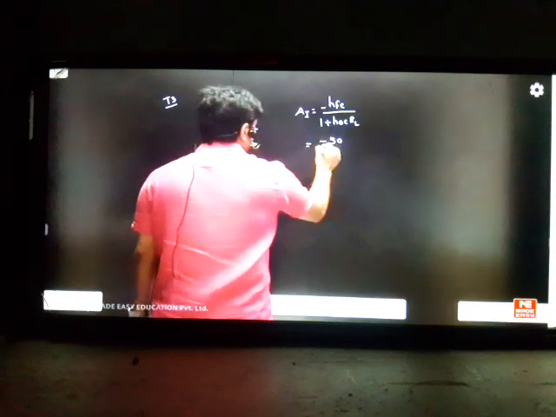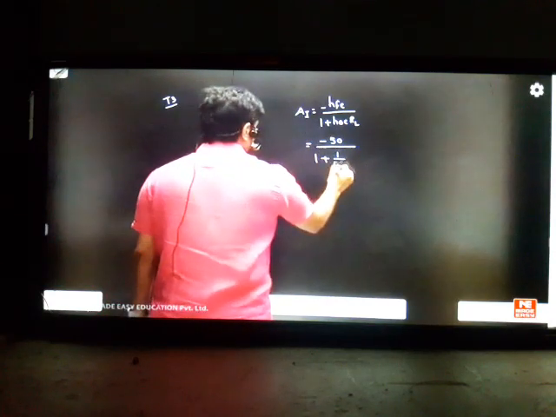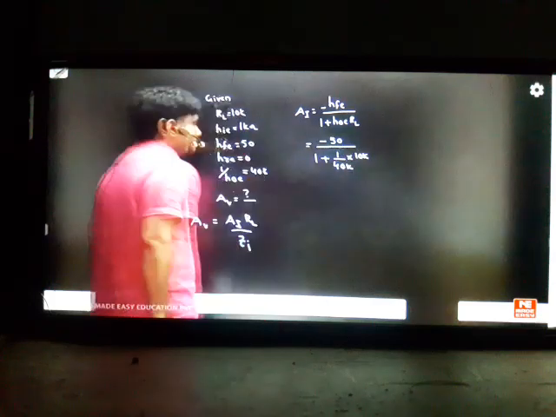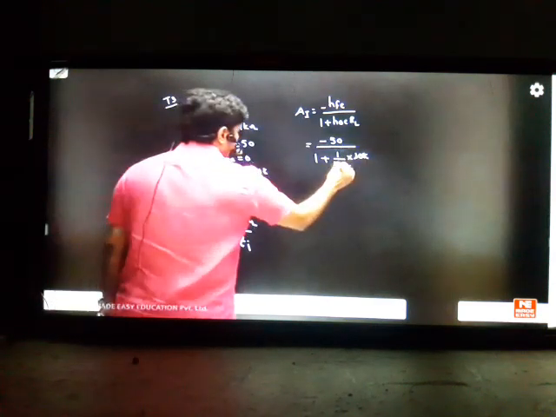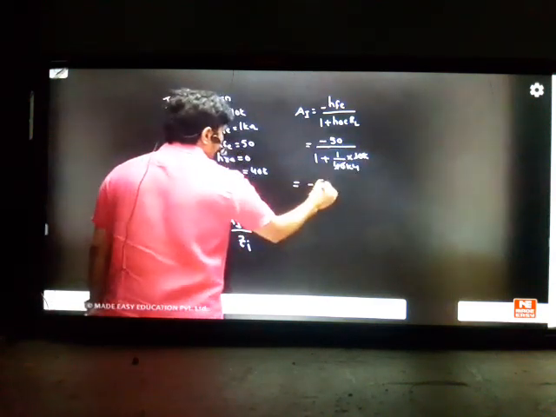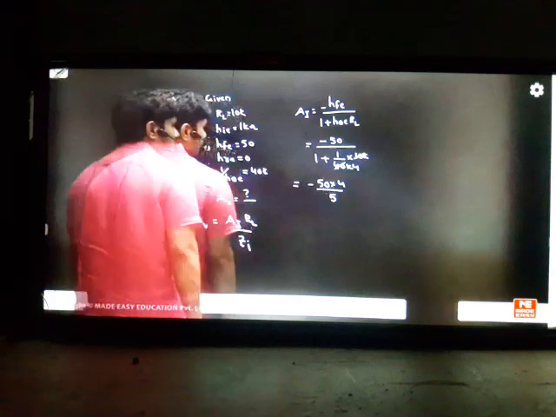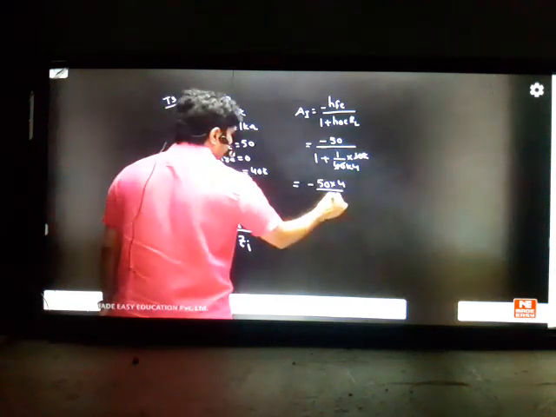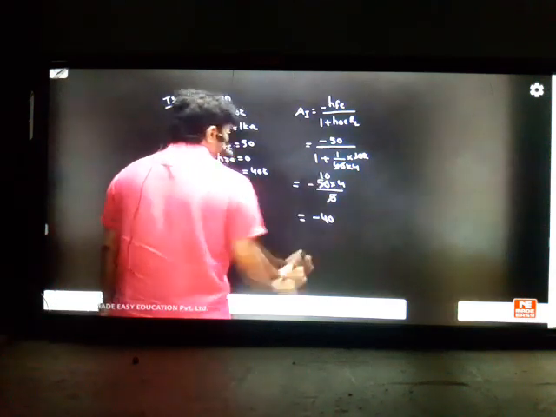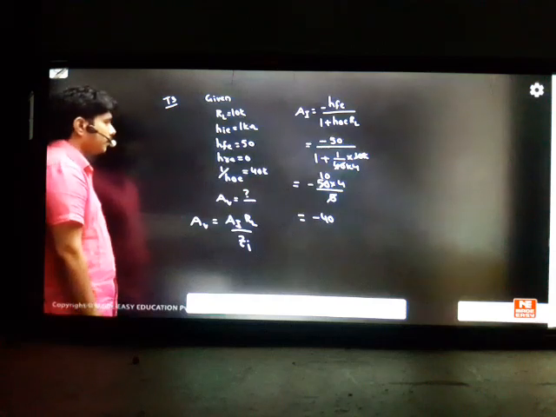So it will be minus 50 by 1 plus HOE, which becomes 1 by 40K, into load 10K. This becomes 4. This is minus 50 into 4 by 5. Okay? This is 50. This is 10 times. So it is minus 40. We are getting the current gain. Current gain is coming minus 40.